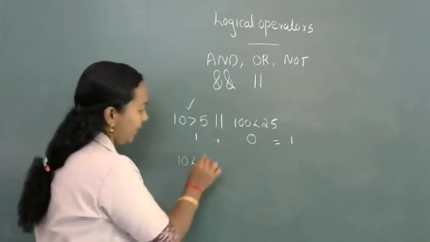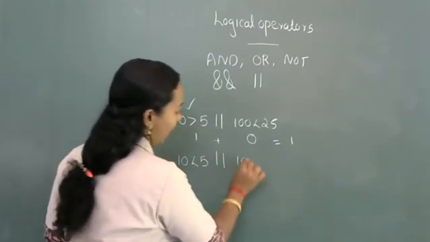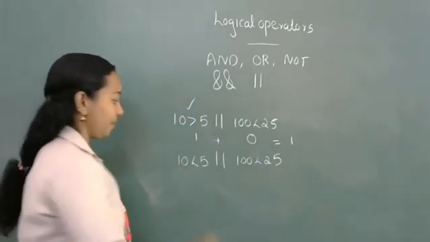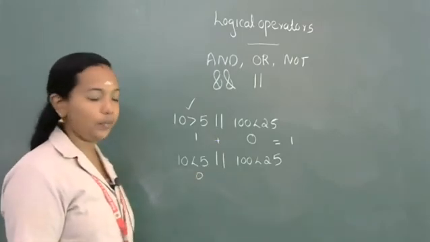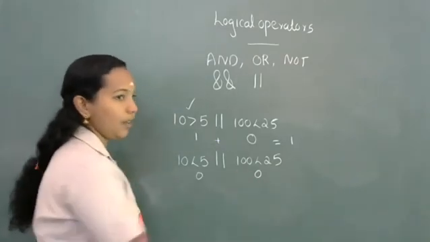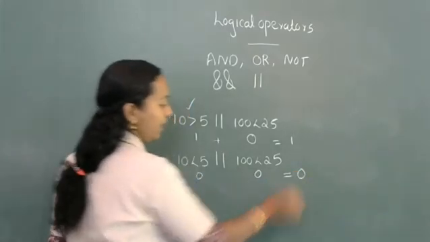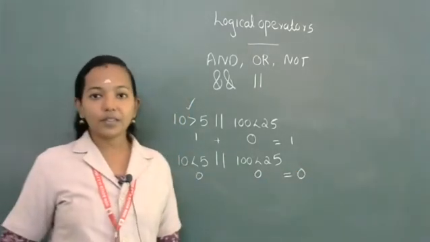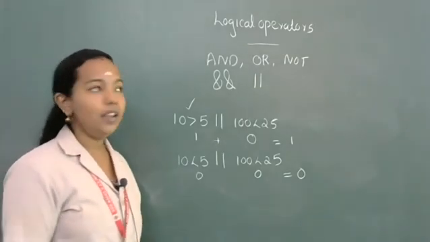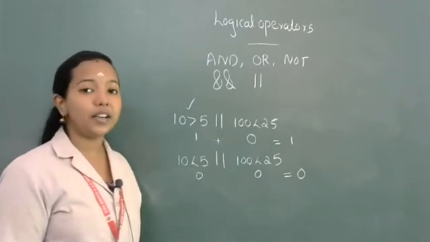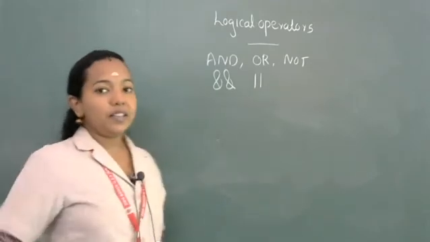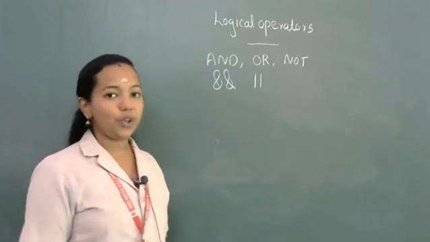Then 10 less than 5 or 100 less than 25. Both the conditions are false. 10 less than 5 is false, 100 less than 25 is again false. If the two conditions are false, then the final answer will also be false. Clear? So, this is the logical OR operation. In the logical OR operation, it will return a true value if any of the conditions is true. You want to remember this because in our programming section we will use all these operators.